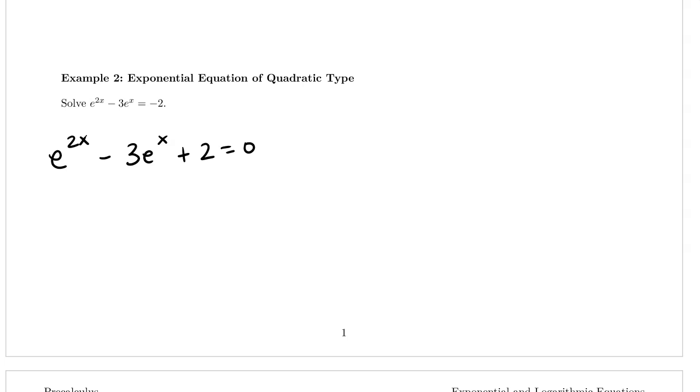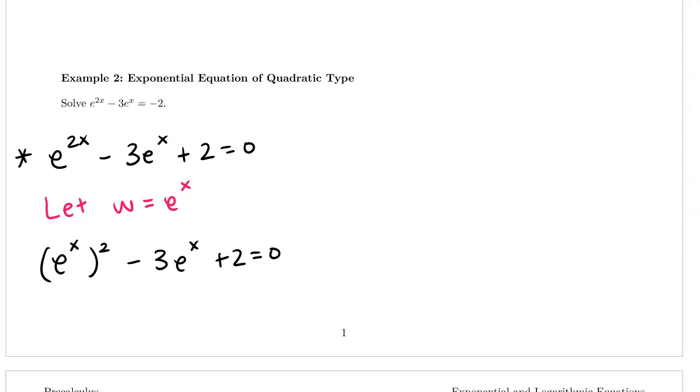Now, this is something that I like to do by substituting in another variable. If you don't want to do it this way, that's totally fine. I think it makes it easier to see that this ends up looking like a quadratic. So I'm going to say let w equal e to the power of x. And why are we doing that? Well, if I rewrite my first term in my equation here, I can rewrite this as e to the power of x quantity squared. Those are the same thing based off exponent properties. Minus 3 times e to the power of x plus 2 equals 0.